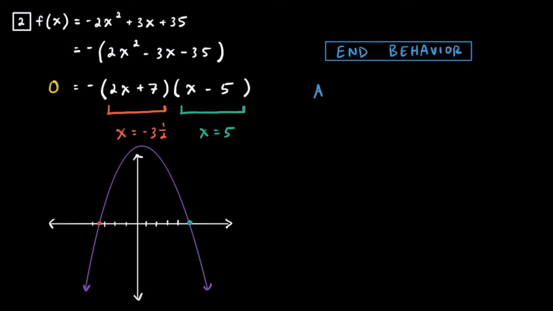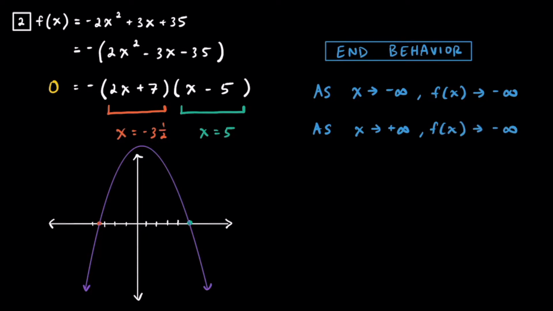In terms of end behavior for this polynomial, as x approaches negative infinity, or as we go to the left forever, f of x, or the y values, are going to be going towards negative infinity, or going down. And as we move towards the right, or as x approaches positive infinity, f of x, or all the y values here, are also going down or towards negative infinity.